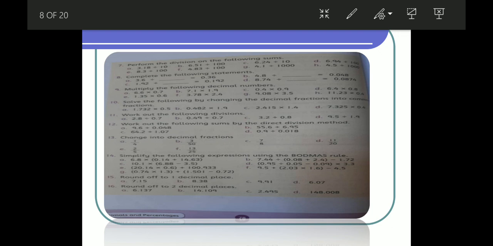Question number 14, simplify the following expression by using the DOMAS rule. Question number 15, round off up to one decimal place, and question number 16, round off up to two decimal places. From question number 13 to 16, these are the parts that are different. So I have done these parts for your understanding. Look at the part.